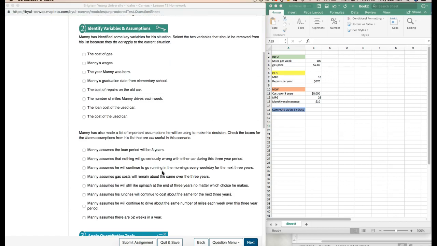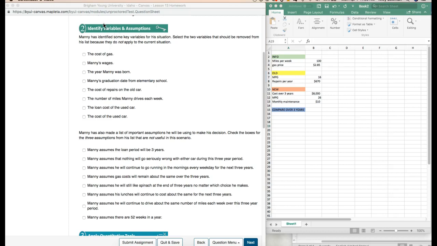The first one, Manny has identified some key variables for his situation. Select the 2 variables that should be removed from his list because they do not apply to the current situation. And I think there was some confusion on this in the previous project for some of the students on the list of assumptions and variables. We want to look for things that are for this current situation. So in this situation, the cost of gas definitely affects the outcome, the variable, the price, the financial aspect of this. Manny's wages will also affect the financial portion.